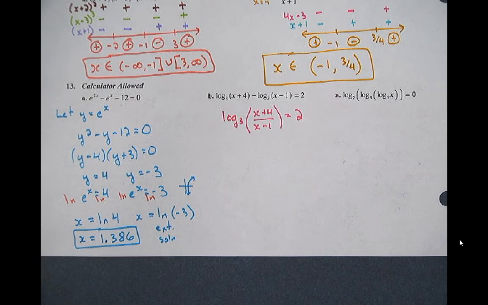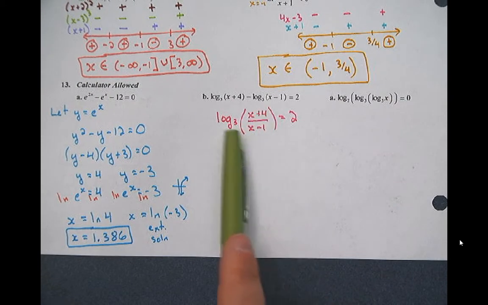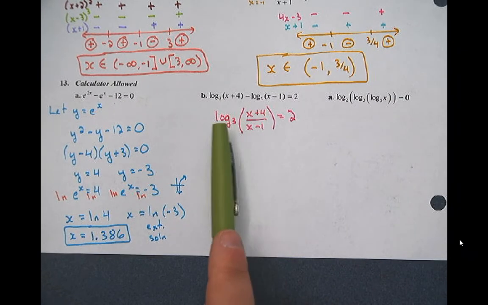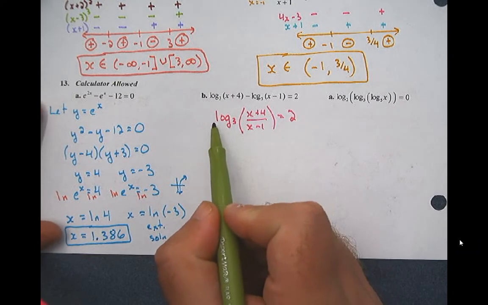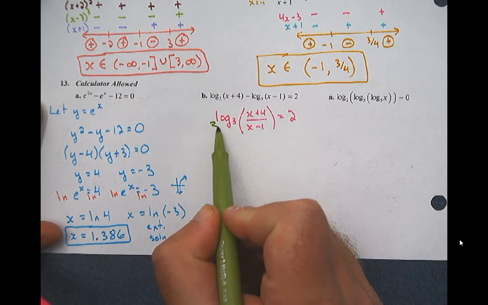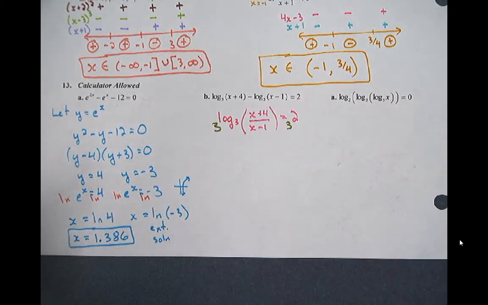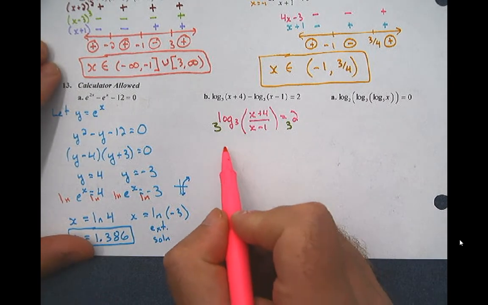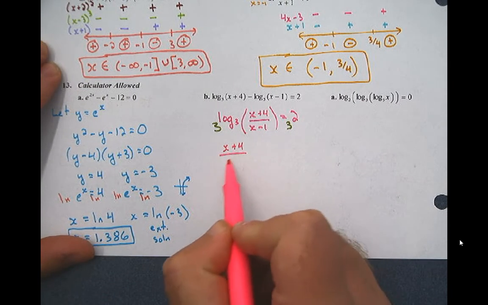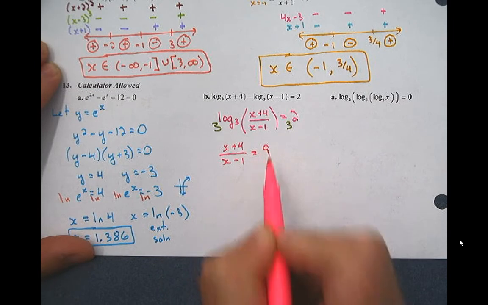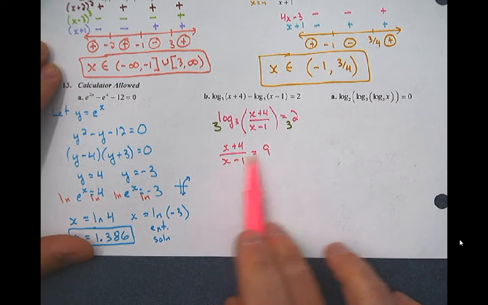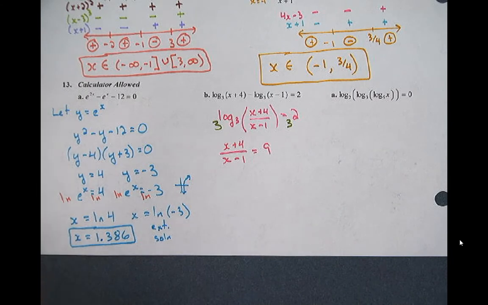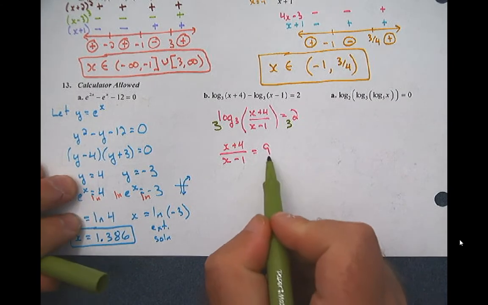Who's farthest away from x? Well, I've got 2 x's, but before I can get to either of them, I got to kill off this log. Log base 3 is killed by 3 to the. So I now have x plus 4 over x minus 1 equals 9. Now I'm going to do a cross mult or a switchy if you're a root person. You could do a switchy here.